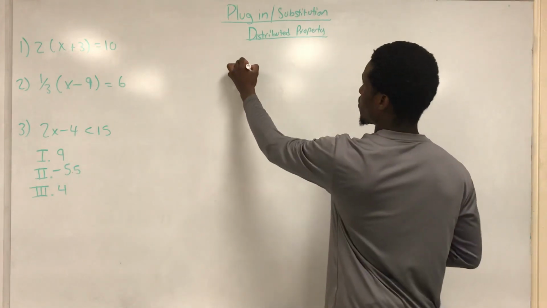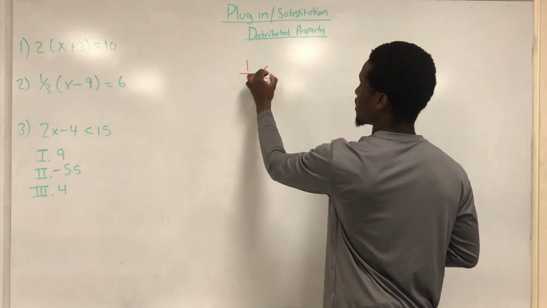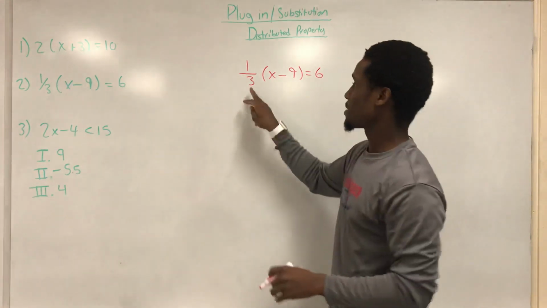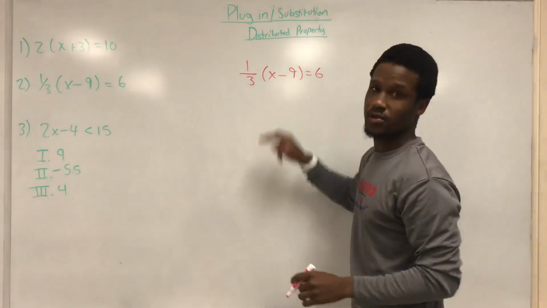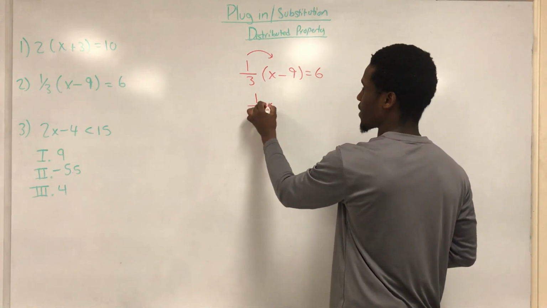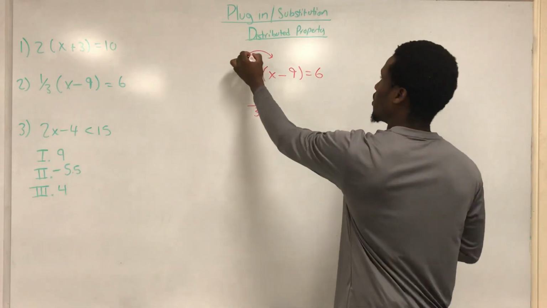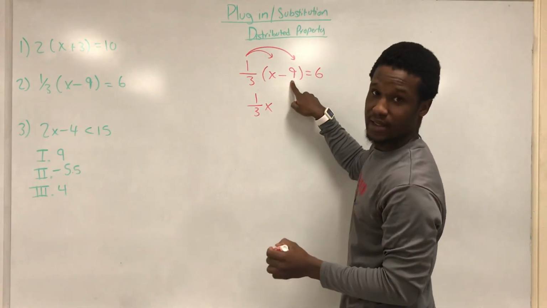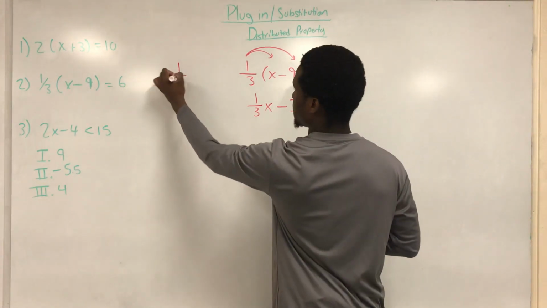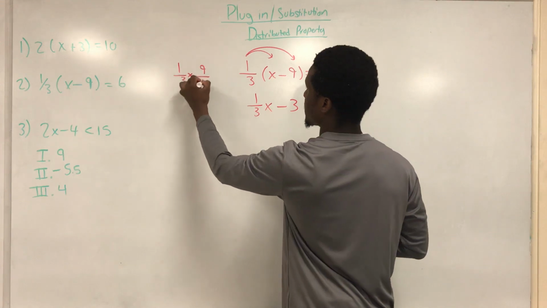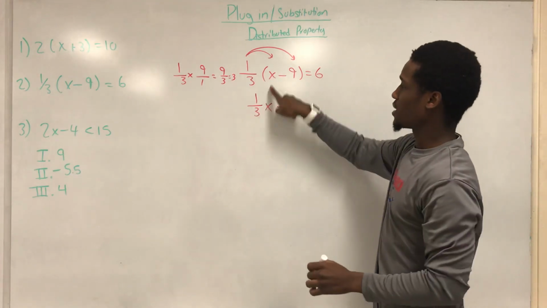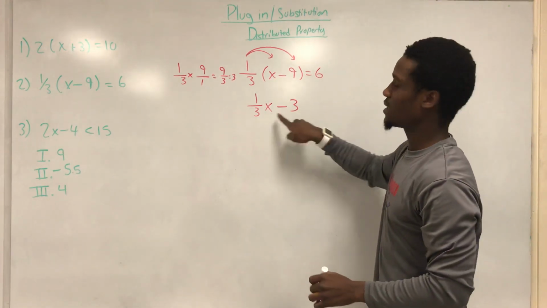We have 1/3 of (x minus 9) is going to be equal to 6. So we'll just go ahead and do the same thing. Take the term on the outside and multiply it by both terms on the inside. So 1/3 of x is 1/3 of x. Remember, of means to multiply. 1/3 of negative 9 is equal to negative 3. If you don't believe me, 1/3 times 9 is going to be equal to 9 over 3, which is equal to 3. So 1/3 times x is 1/3 x. 1/3 times negative 9 is negative 3.